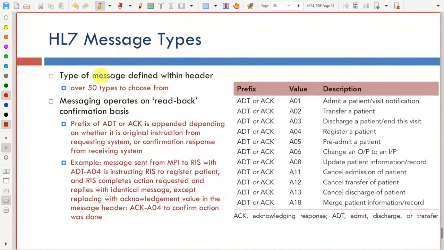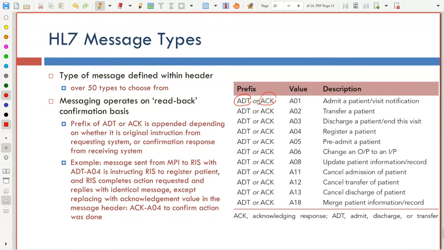Basically, as we see other message types, we can actually look at particular examples here. The type of message has to be defined within each header. So basically, you have so many different types. As we saw some examples of these, but there are so many of them. And basically, the messaging operates on read-back confirmation basis, meaning that if you have a message called ADT, the recipient would basically send the same message with a prefix of ACK, acknowledge.